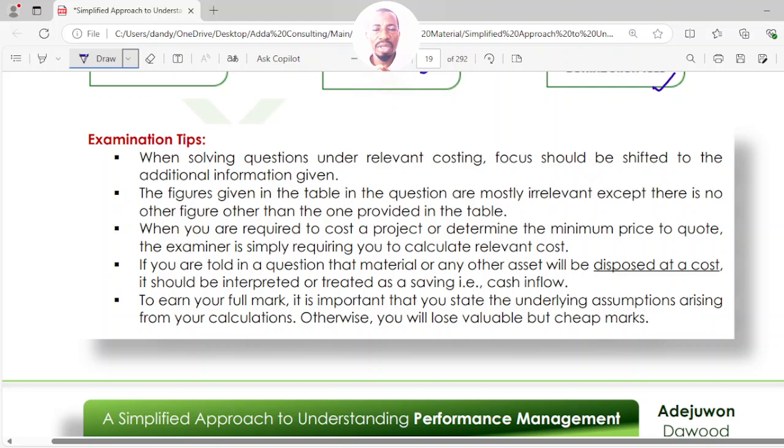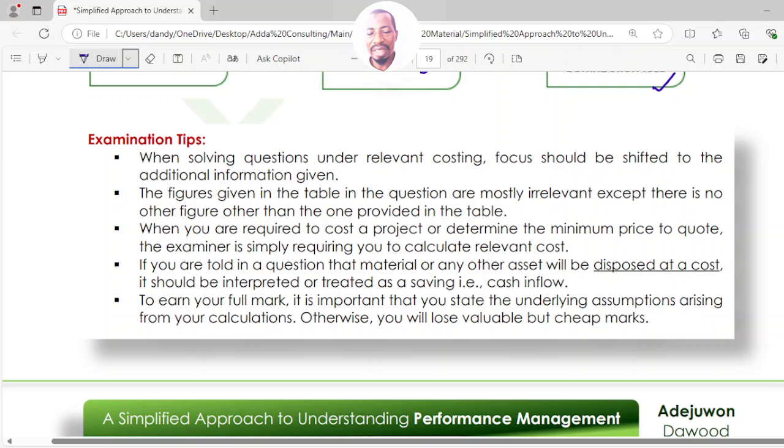In most cases, there will be some numbers given to you in the table. Most of those numbers may be irrelevant, because questions are generally solved through the additional information. Our intention is that when you are calculating relevant costs, we are saying that they are future cash flows. So you pay particular attention to the additional information. Then the second point is that when you are required to cost a project or determine the minimum price to pay for a project, the examiner is simply asking you to calculate relevant cost.